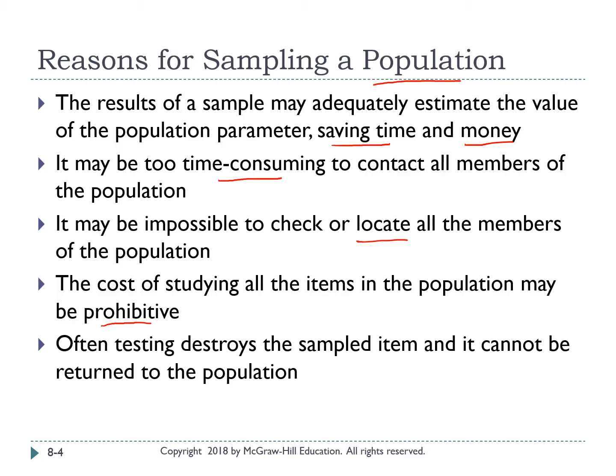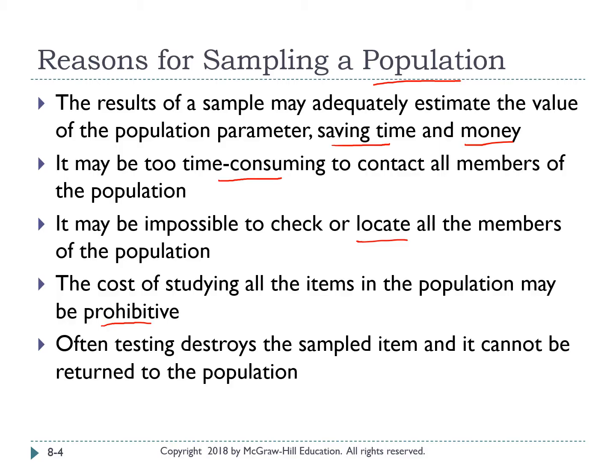And the last one, often testing destroys the sample item and it cannot be returned to the population. It means that, for instance, you want to test how good the quality of the local car is. For instance, we are talking about Proton. So you want to know how good the Proton is. What is the quality of Proton? So how do you test the quality of Proton? Definitely, you have to drive the Proton, right? And you try to drive it like a mad person and get yourself into an accident to check how strong the body of the Proton is.